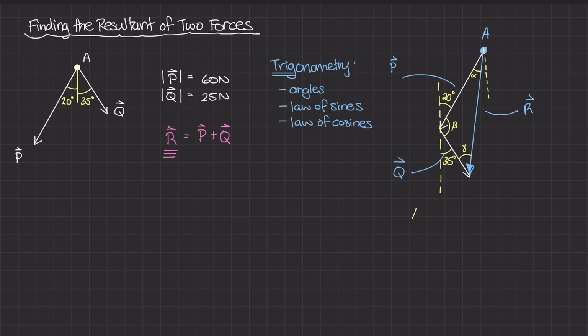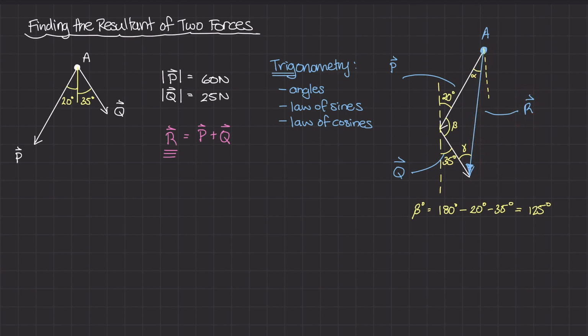And so the angle beta is going to be 180 degrees minus 20 degrees minus 35 degrees, and that gives us 125 degrees for beta. So great, we figured out what beta is. Now, why the heck did we do that? Why did we need to know what beta is? Well, we can use beta and we can use the law of cosines or the law of sines to figure out what the magnitude or the length of this side of this triangle is. And the length of this vector is the magnitude of R.